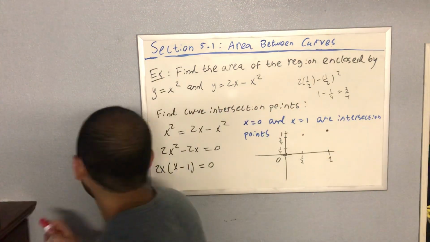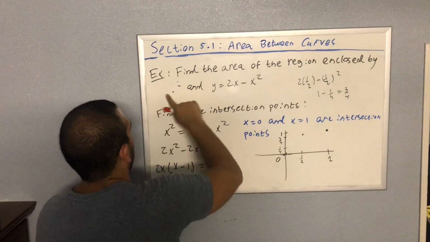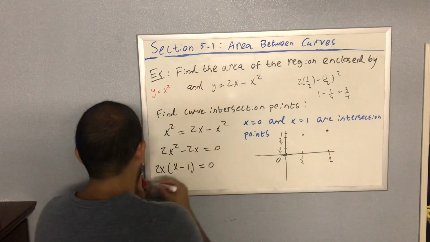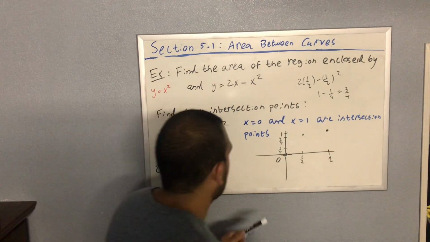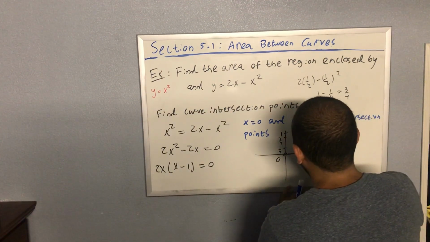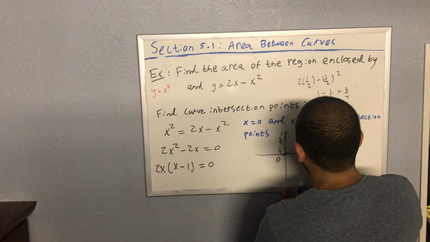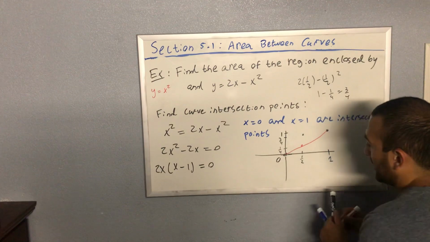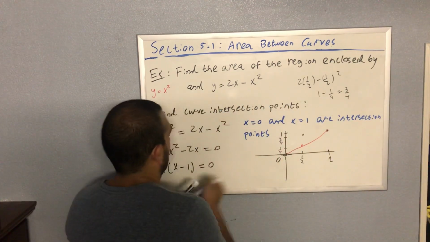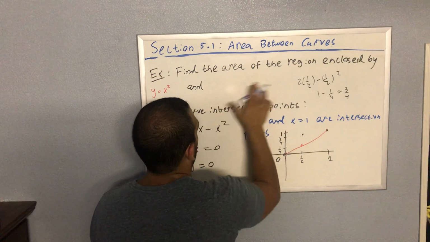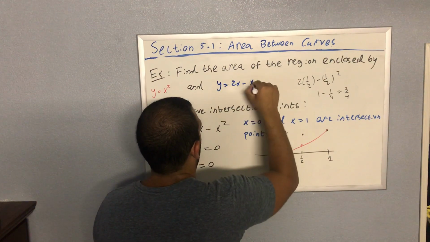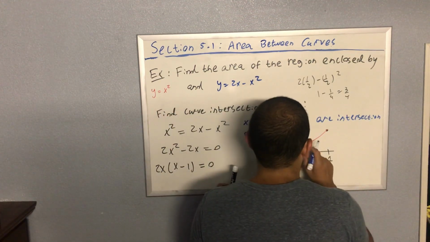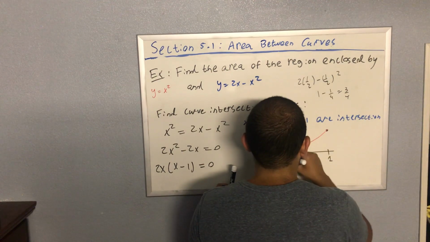So maybe we'll make this one red. So this one is red, and so we have this one. So this is y equals x squared. Now let's make this one blue. So this one's blue, and then we know that it has a value of 3/4 here.